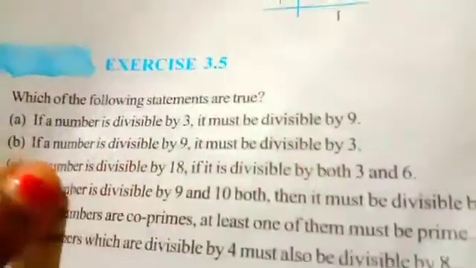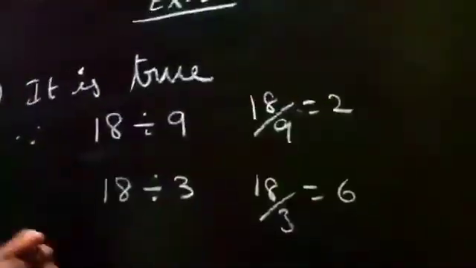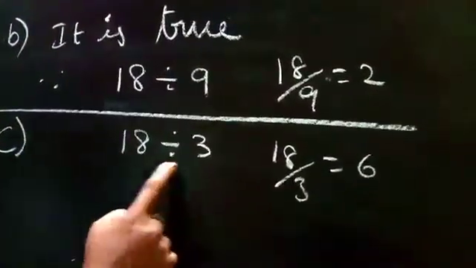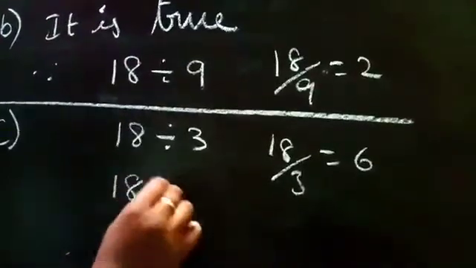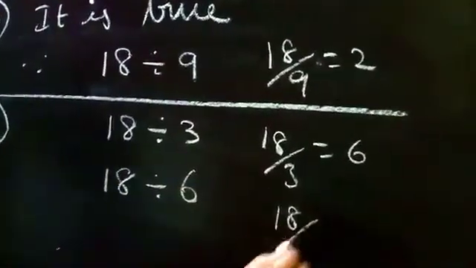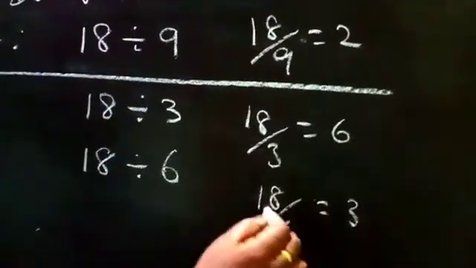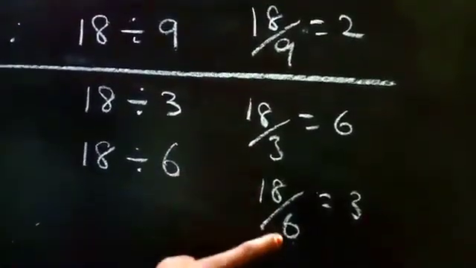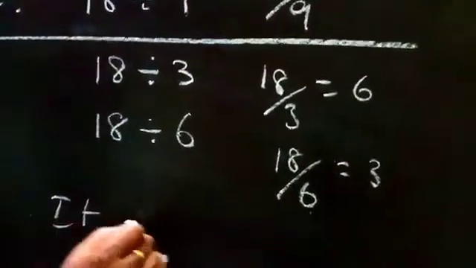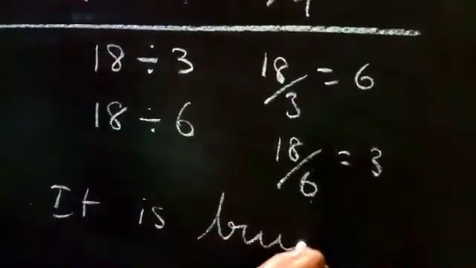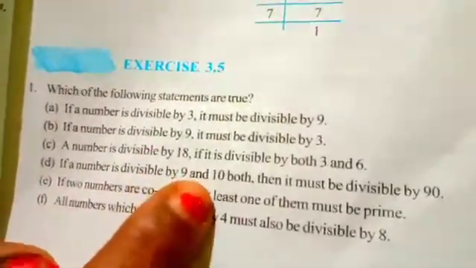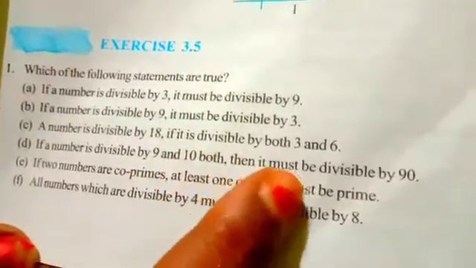Then the third question: a number is divisible by 18 if it is divisible by both 3 and 6. It is also true, and we can tell from this example. 18 can be divided by 3, and 18 can be divided by 6, because 18 by 6 is 3; 3 6s are 18. So it is true.